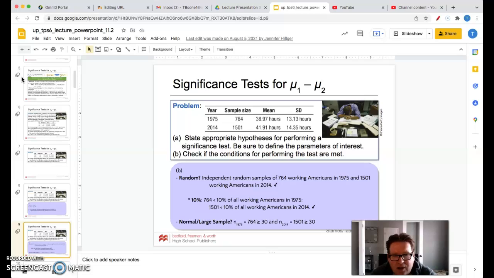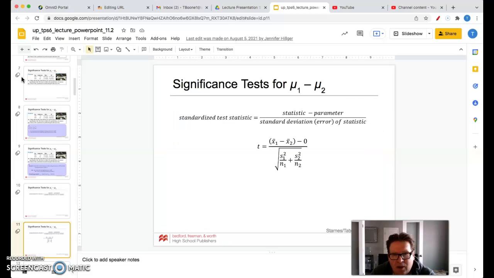All right, so let's check our conditions. We had independent random samples, yes, and the 10% condition. We believe that that is certainly less than 10% of all working Americans in the respective years. And let's see, our sample sizes of 764 and 1501 are both over 30, so we're good. We don't have to graph and check skewness or outliers or anything like that since we're over 30.